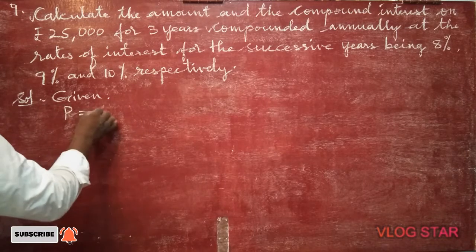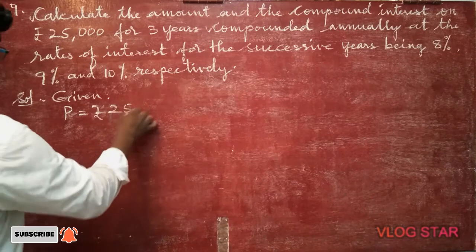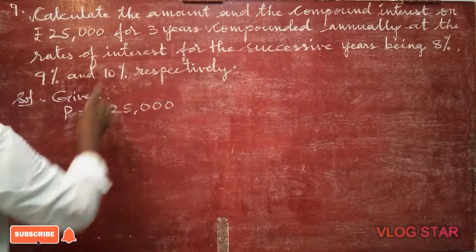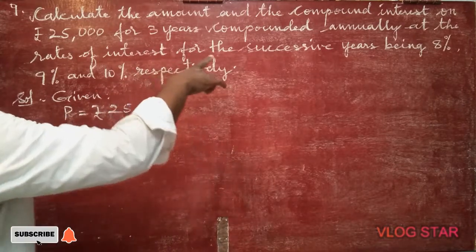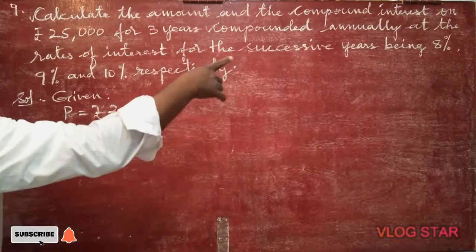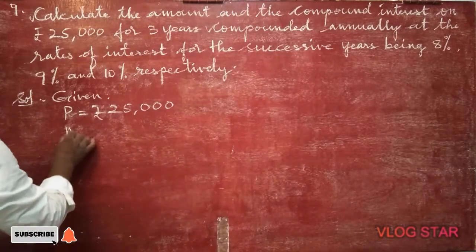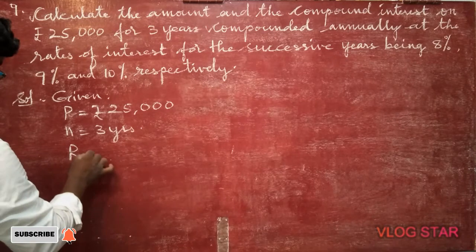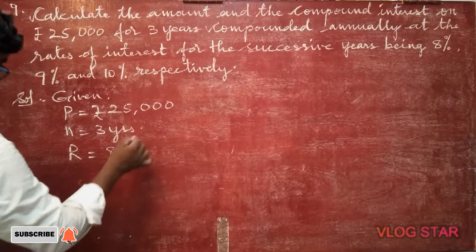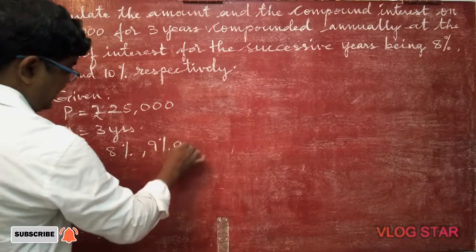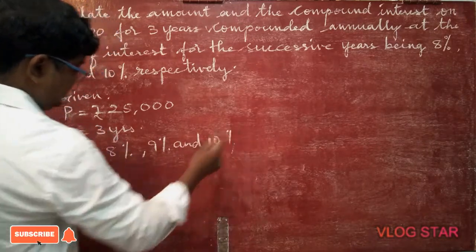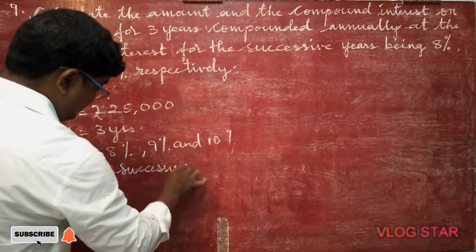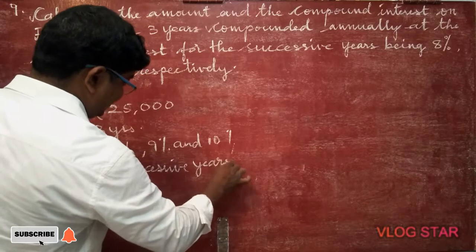P they have given, principal rupees 25,000. And here N is 3 years. Though it is 3 years, we won't take 3 separately, because the rate of interest is changing. Rate of interest is 8%, 9% and 10% for 3 successive years. You have to mention this one clearly.